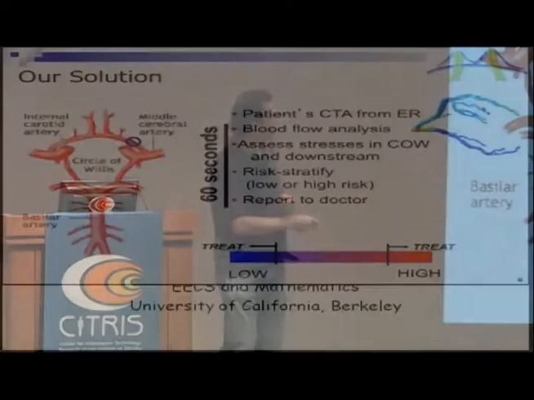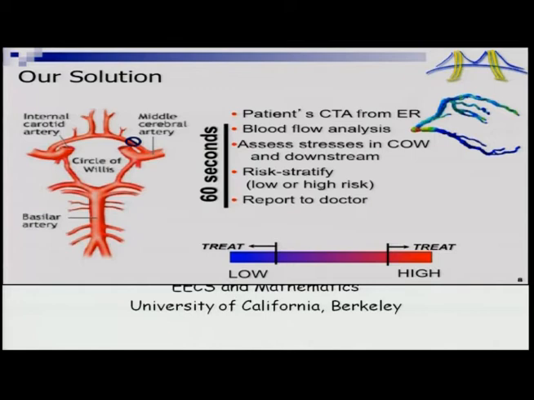So we take the patient's CT scan in the ER. That's sent to us. And then we do our blood flow analysis, we look at stresses, we risk stratify, and we send a report to the doctor. And the computational challenge here is that all of these steps have to be done in 60 seconds. So that's what we're going for.